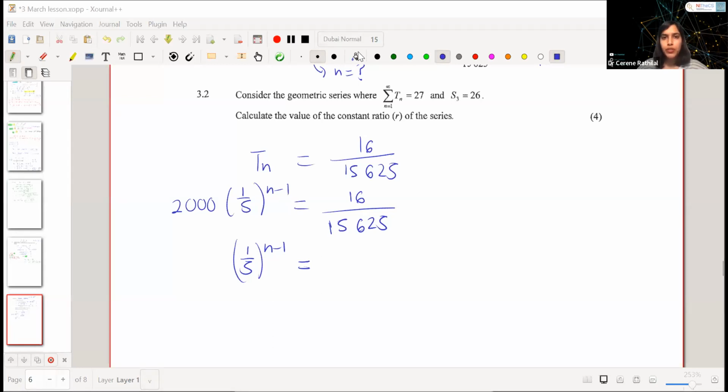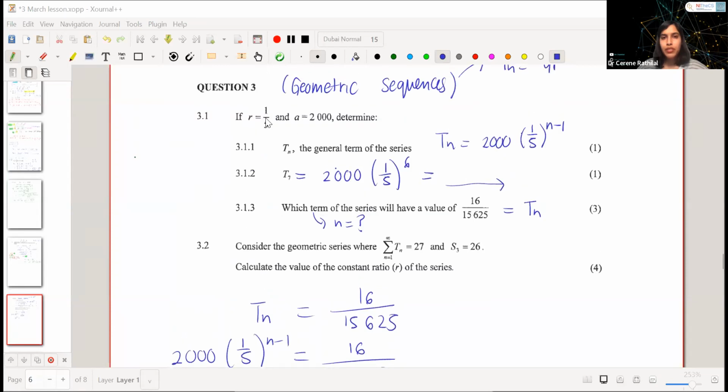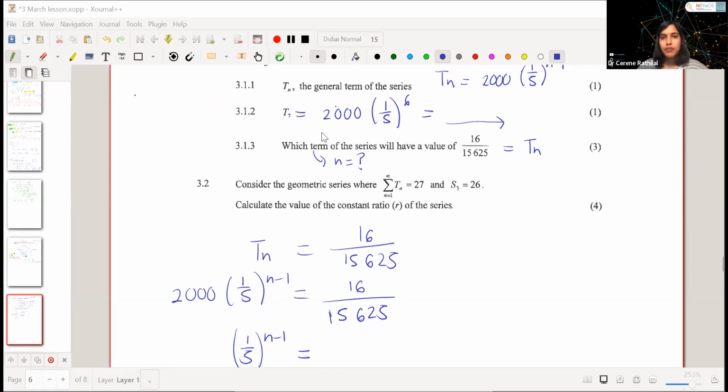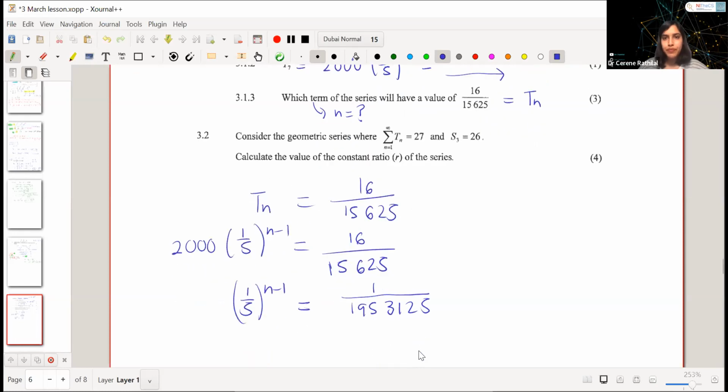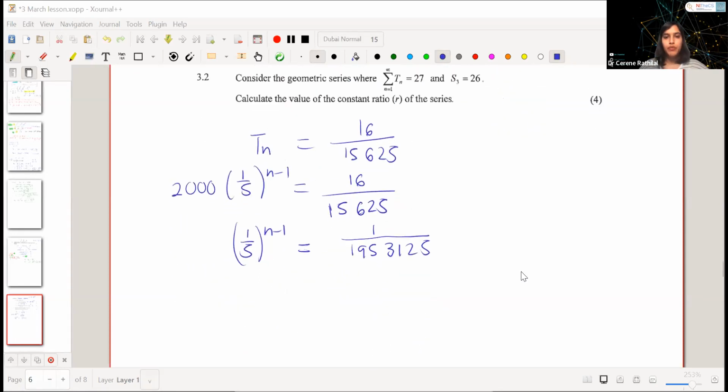Someone asks which question we're doing. Here we go. This is the question we're doing. Question 3. R is 1/5, A is 2000. And we're now doing 3.1.3. And I asked you to help me with the calculation. And here we go. We've got some solutions. You told me that this is now going to equal 1 divided by 195.3125. Good, thank you. Right, good. So that's what we've got.